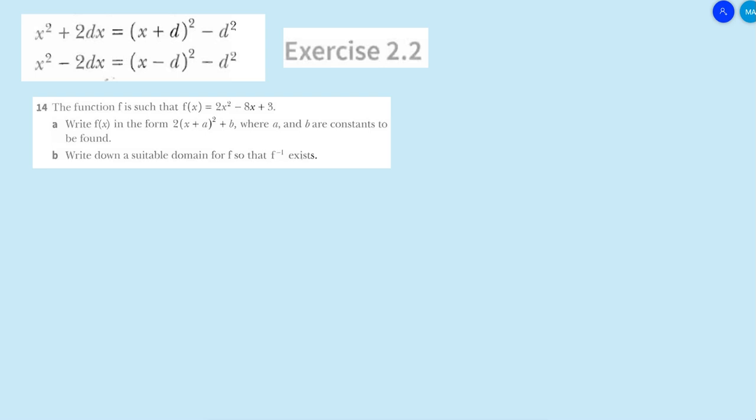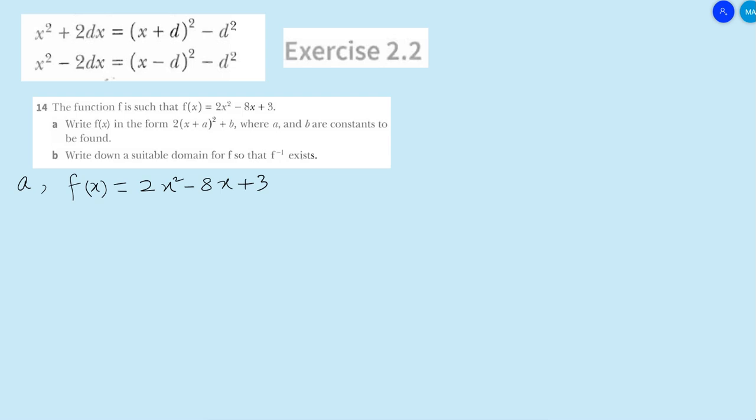Let's start. The function f is such that f(x) is equal to 2x² minus 8x plus 3. Part A. Write f(x) in the form of 2(x plus a)² plus b, where a and b are constants to be found. Very easy part. We did a lot of questions of this type. Part A. f(x) is equal to 2x² minus 8x plus 3.